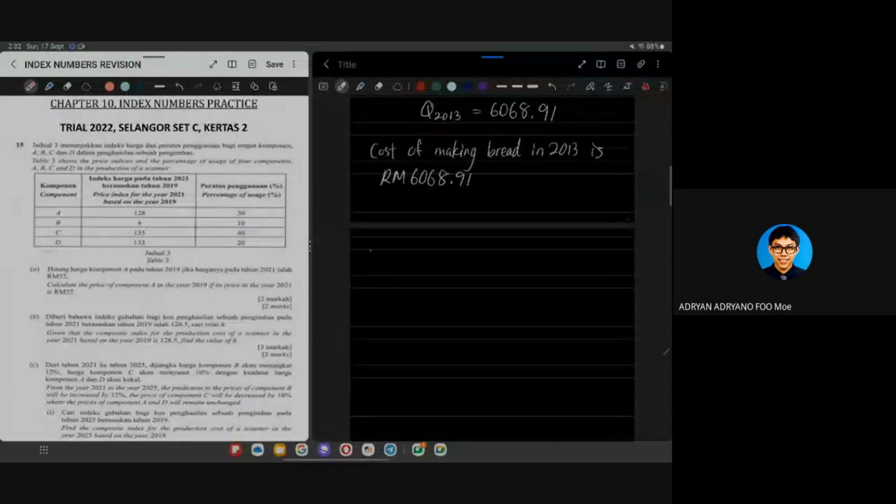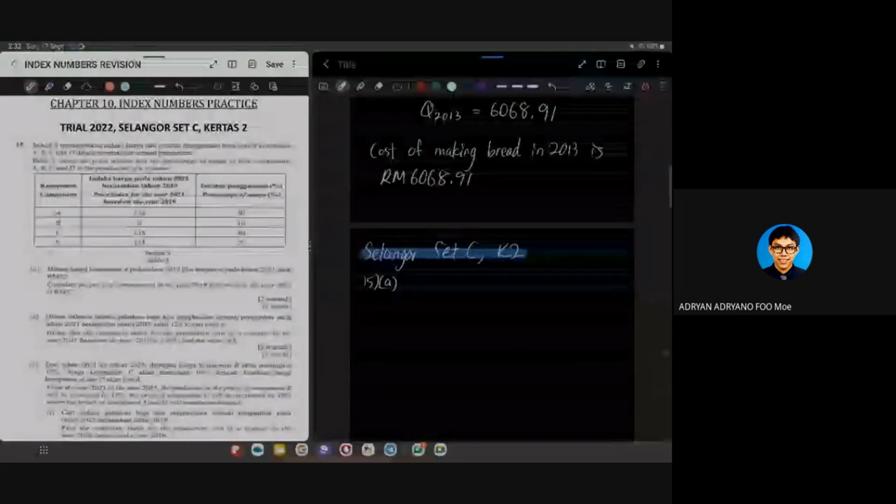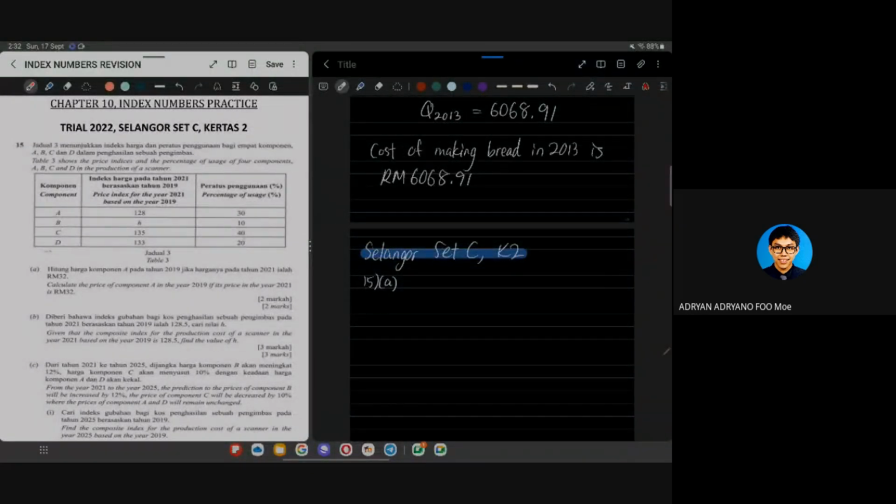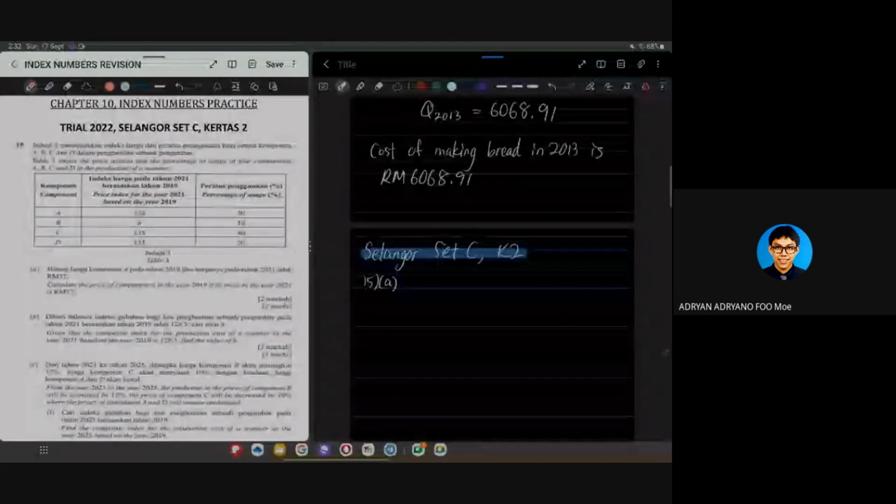Let us look at Selangor Set C, Kertas 2. Question 15A. Okay, before I do, what do I do first? Read the question. Oh, show price index, percentage of usage. Okay, good. A, B, C, and D. Oh, production of scanner. Okay, this is what I get from the question. Question A: Calculate the price of component A in 2019 if the price in 2021 is 32 ringgit. You see? Can you see the pattern? Find the price. Same thing again, right?